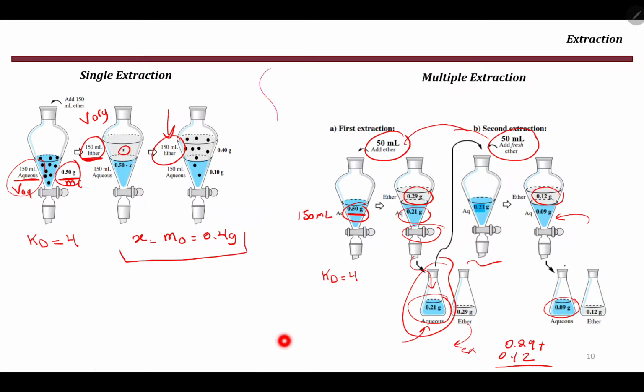Whereas in the single extraction process, when we use 150 milliliters of ether, 0.1 grams were left. So as you can see here, by using multiple extraction 2 times only, using 50 milliliters of water, we were able to extract more. And even now, if you use an extra 50 milliliters to extract the remaining amount, you will notice that the multiple extraction is by far more efficient. So to summarize, a multiple extraction is always more efficient than a single extraction in extracting a compound.